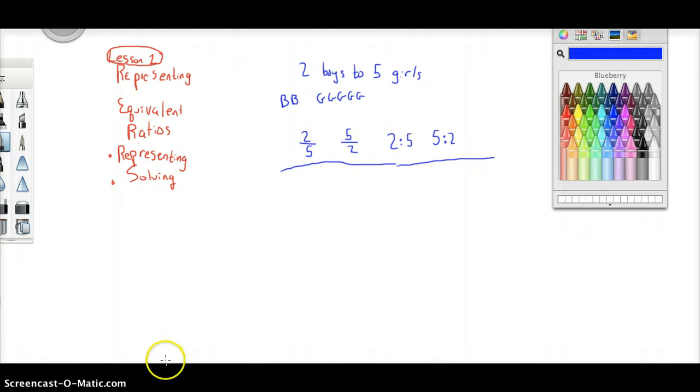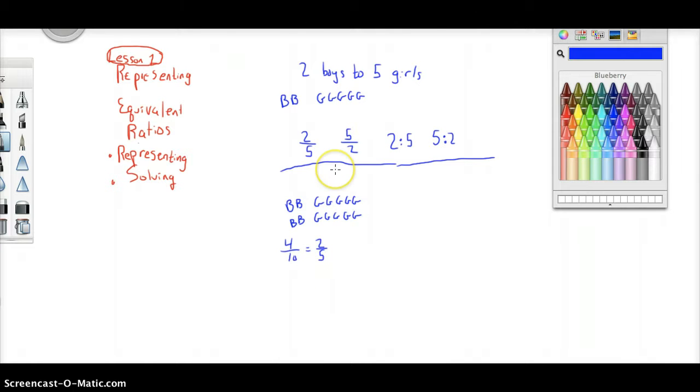But now I want to think about some ratios that will actually be equivalent to that first ratio. So maybe instead of just having 2 boys and 5 girls, we've actually got another set. We have 2 more boys and 5 more girls. Even though we have more students, we still have the same ratio. We have 4 boys to 10 girls, which is equal to 2 boys to 5 girls, okay?